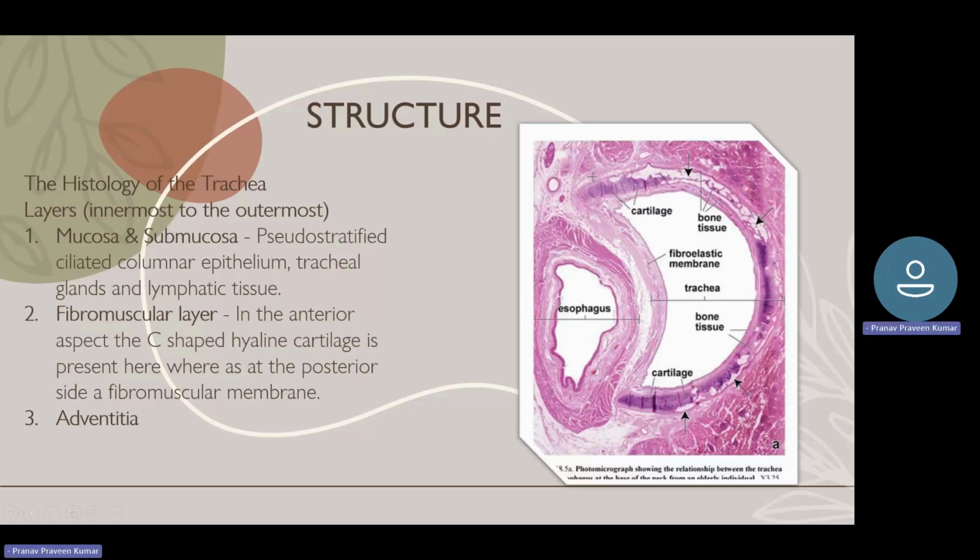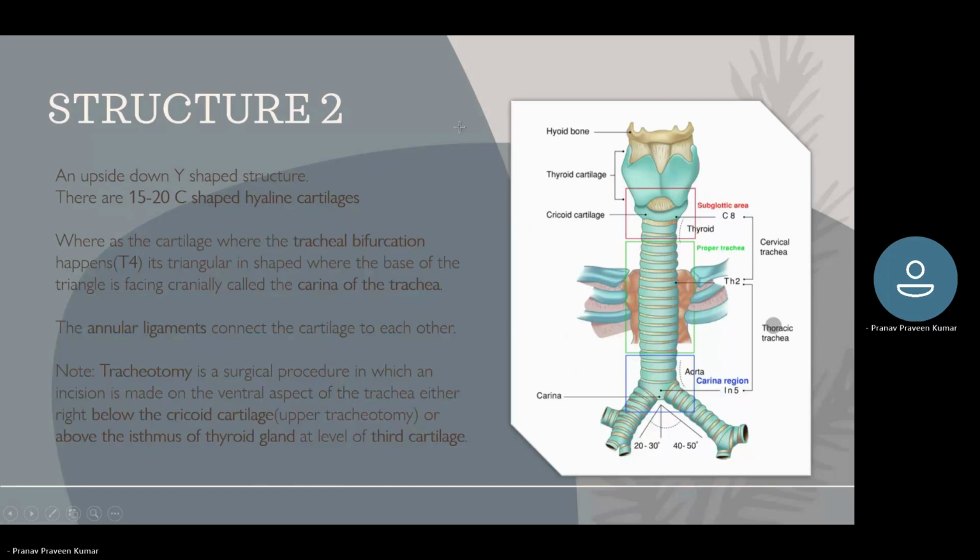Now, in the fibromuscular layer, in the anterior aspect of it, the hyaline cartilage itself is present, while on the posterior side, on the back side of it, it's the muscle itself and the fibroelastic membrane, as you can see, and right behind that is the esophagus. And then right outside that you have the tunica adventitia.